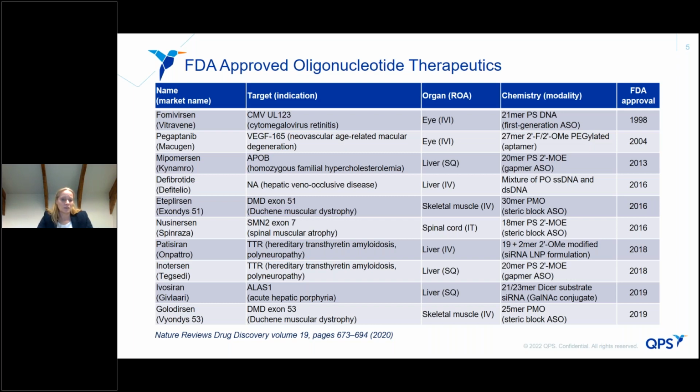What is interesting to see is that for some of the same diseases, different approaches have been used. So, for example, for the TTR, you see that an siRNA approach is being used, but also the gapmer ASO. And with Duchenne muscular dystrophy, you also see two different oligonucleotides that have been approved. One is focusing on exon 51, the other one is focusing on exon 53, but both use a similar approach, namely the steric block ASO.